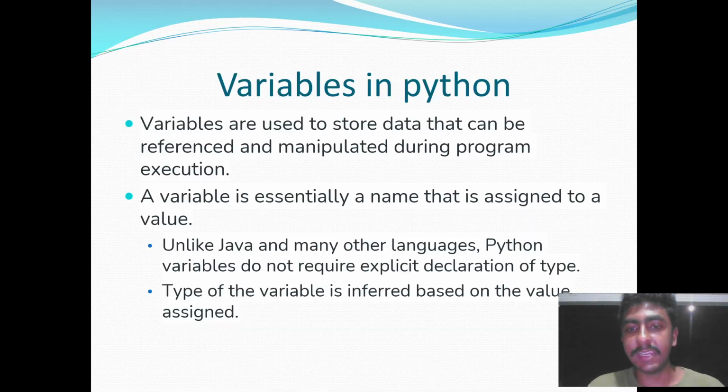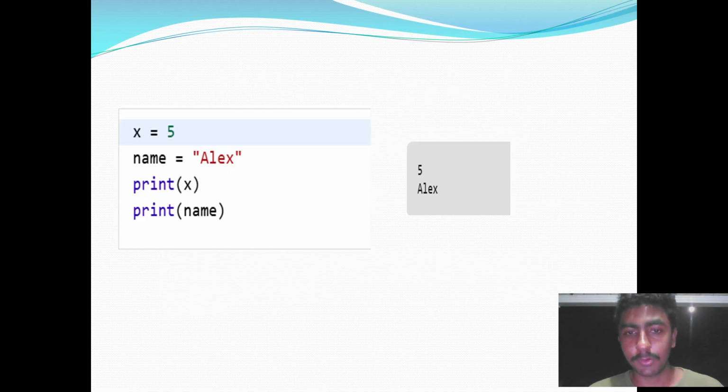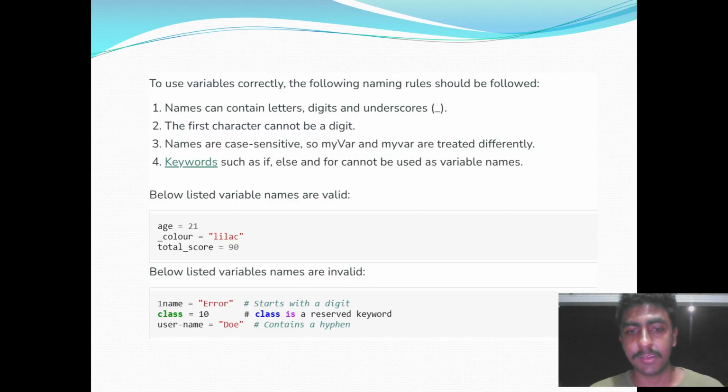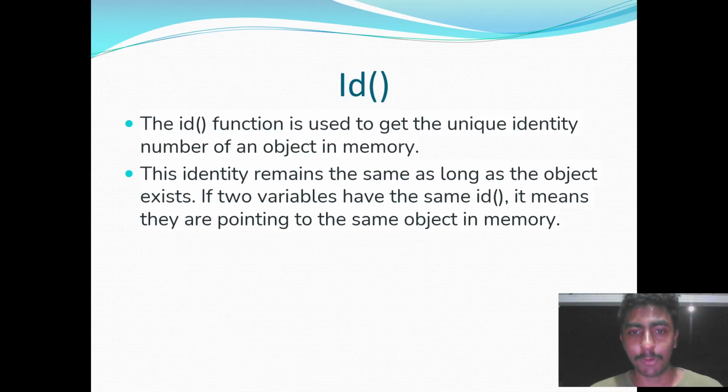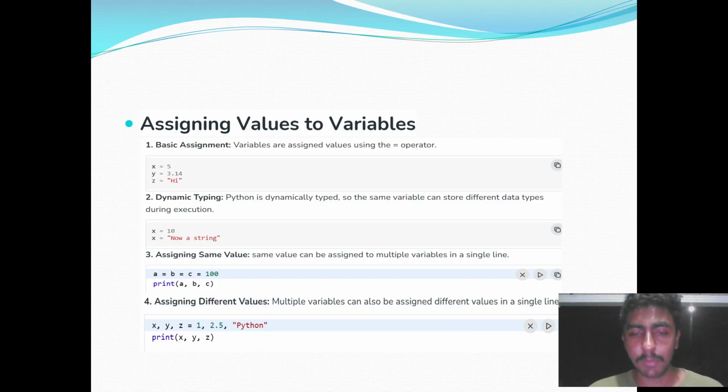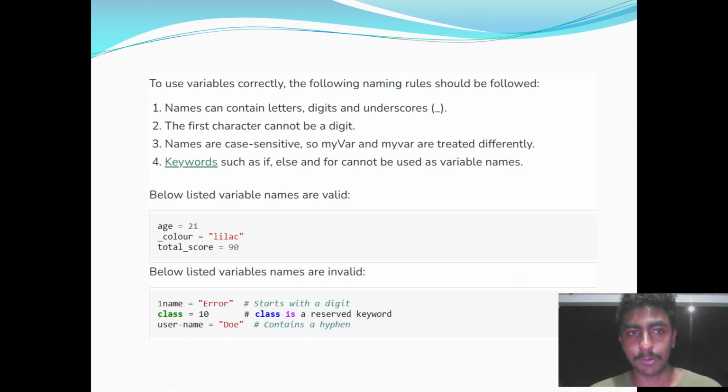Just like every country has traffic rules, Python also has rules for naming. If we don't follow these rules, Python will generate an error. Let's understand them one by one. Rule number one: variable names must start with a letter or underscore.